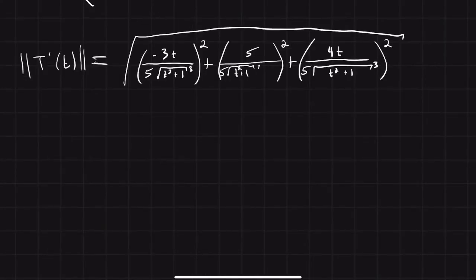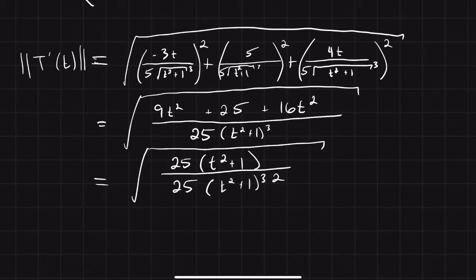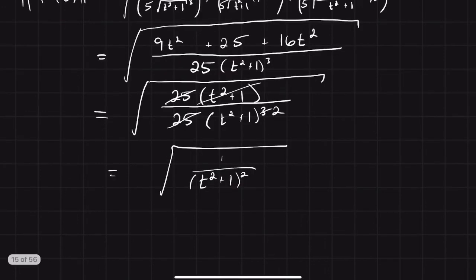That would be the square root of the x, y, and z components all squared and added together. Since we have a common denominator, we can square everything and then put it together as one big fraction. After combining like terms in the numerator and then factoring out a 25, those 25s will cancel, and also that t squared plus 1 in the numerator cancels with one of the t squared plus 1s in the denominator. So then that simplifies to the square root of 1 over (t squared plus 1) squared, and if we take the square root of that, we just get 1 over t squared plus 1.